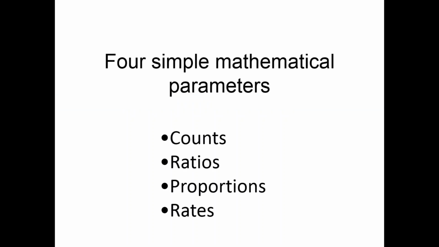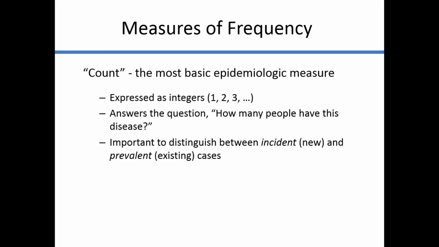Measures of morbidity. So four simple mathematical parameters: counts, ratios, proportions, and rates. A count is very simple. How many people are in this webinar? There's a count somewhere. I don't see it, but there's a count somewhere. And it doesn't matter, of course. I'm happy to have one or more of you. But it's a very simple measure. It expresses integers, answers the question, how many people have this or how many people have that. It's important to distinguish incident and prevalent, which we'll talk about. How many people get the disease, incidence. How many people have the disease, prevalence. But we'll talk about incidence and prevalence a little more.